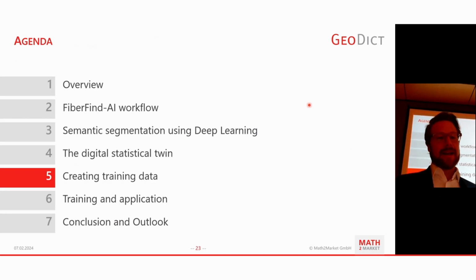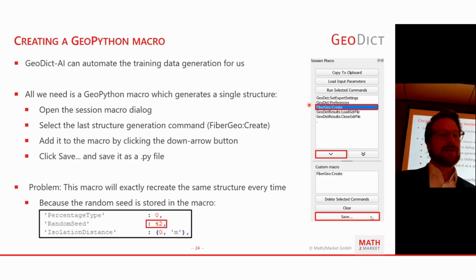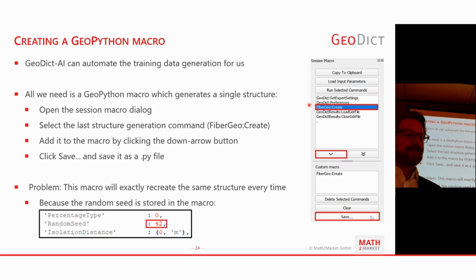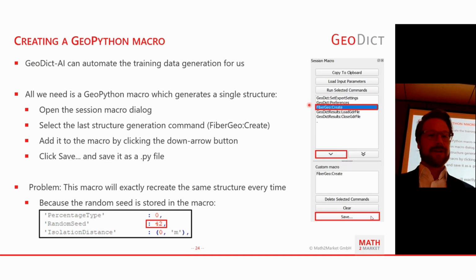Now, how do we create the training data once we have our digital statistical twin? What we need to do for this purpose is to create a GeoPython macro. Once we have that GeoPython macro, Geodict AI can then automate the training data generation. But first, we need a GeoPython macro, which, when executed, will generate a single structure. So assume we have found a digital twin. We have run FiberGeo several times. We have analyzed this, and now we find that our last generated structure very closely matches our material.